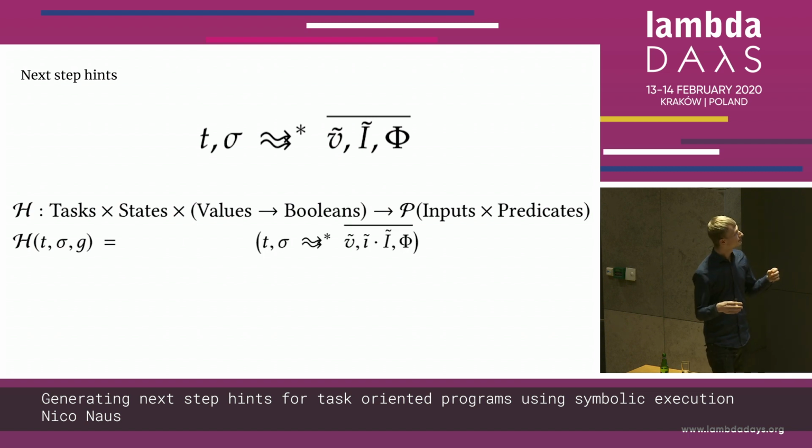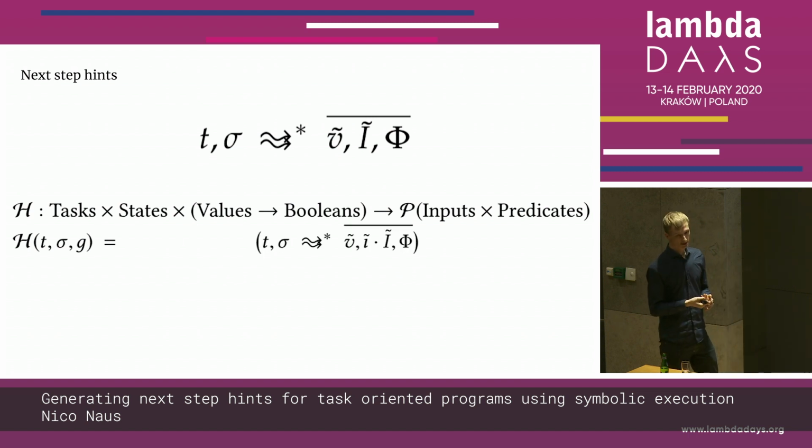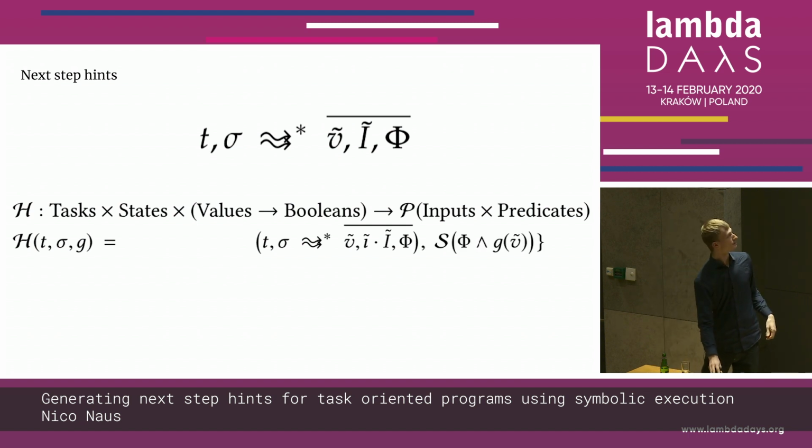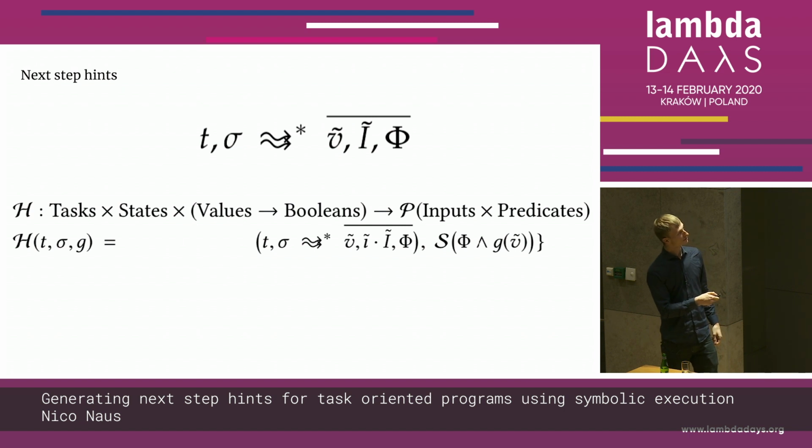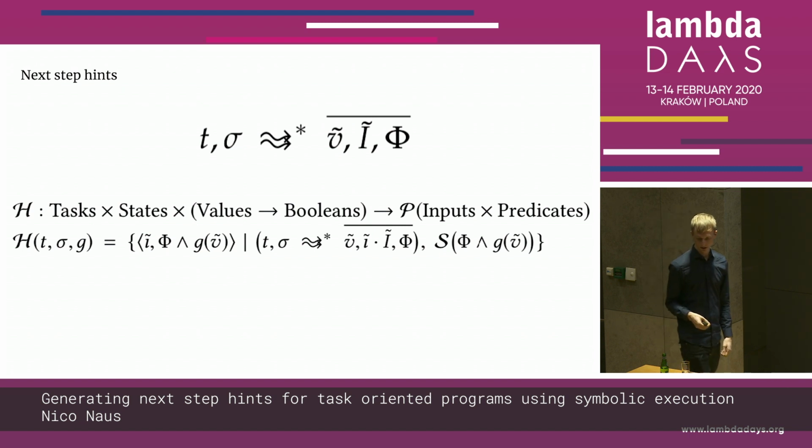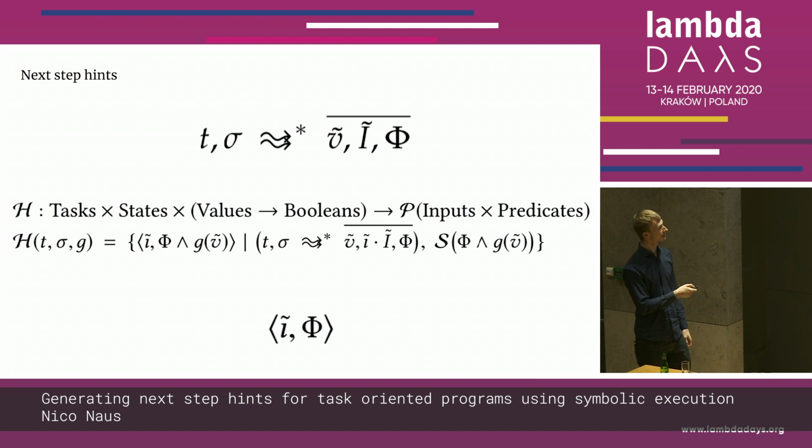So of course, we do the simulation of that task. And as we saw in the example, the path condition together with the goal must be satisfiable. And if that's the case, we just give back the first input that we calculated, together with this condition that must hold for that hint to be true. So this is in the end what a hint looks like. We have a symbolic input and a condition over that input.